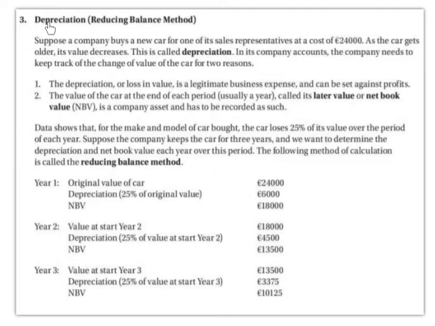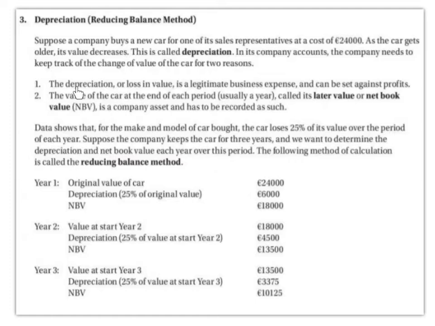Part 3, depreciation. This is known as reducing balance method. Suppose a company buys a new car for one of its sales representatives at a cost of €24,000. As the car gets older, the value decreases. This is called depreciation. In its company accounts, the company needs to keep track of the change of the value of the car for 2 reasons.